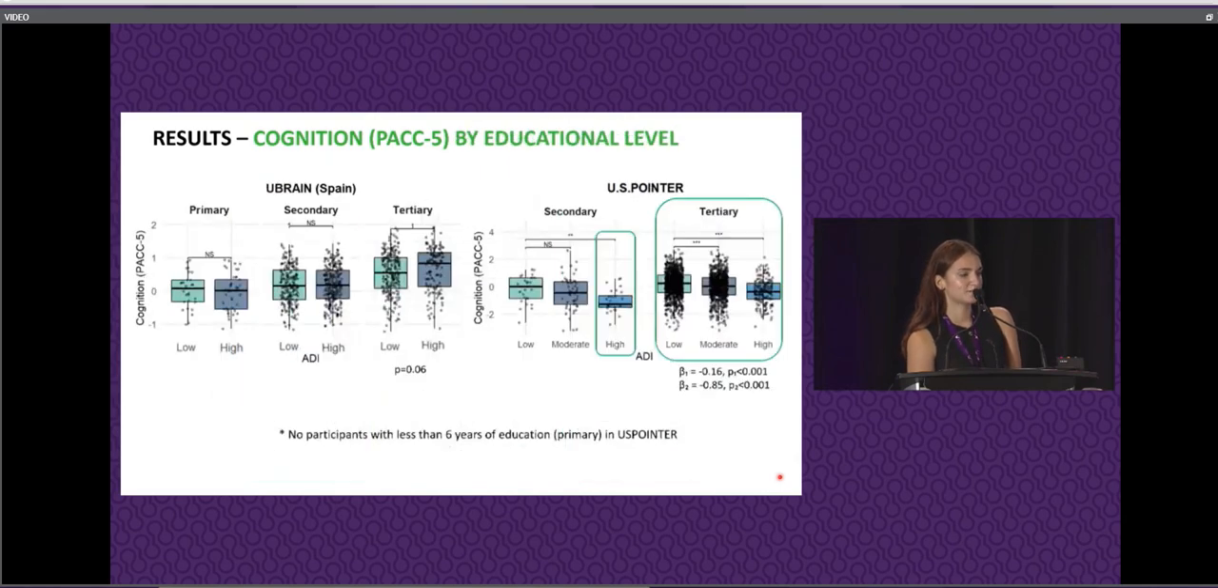Then, when we stratified by educational levels, first I want to point out that in US POINTER there were no participants with less than 6 years of education. And second, we found that the results are driven by highly educated individuals. Interestingly, in NEW BRAIN, we found a reverse trend in highly educated participants, who showed better cognition than any other group, independently of deprivation, which might suggest that in Spain, education can act as a buffer against the negative effect of deprivation.